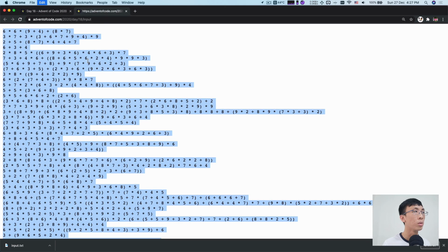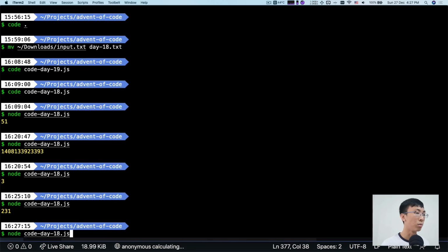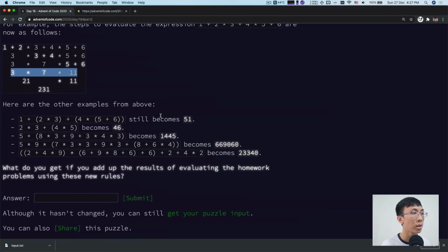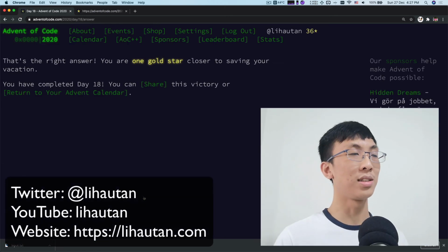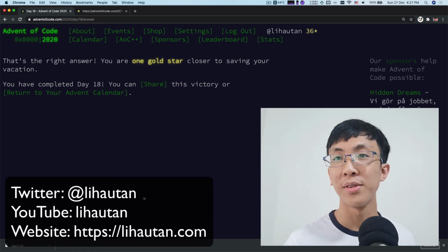So we are now going to copy the actual inputs in, and let's give this a run. Okay, let's copy this number and let's see whether we are correct. And yes, that's the right answer. So this is day 18, and we have solved day 18.